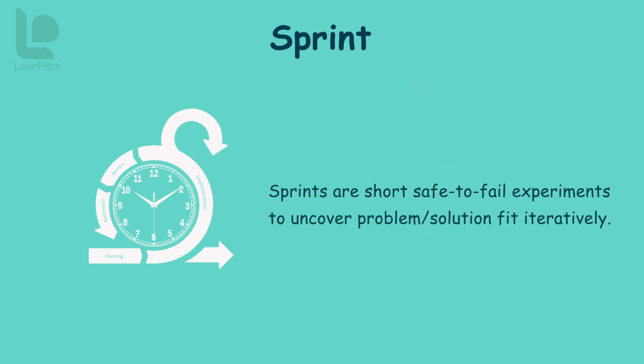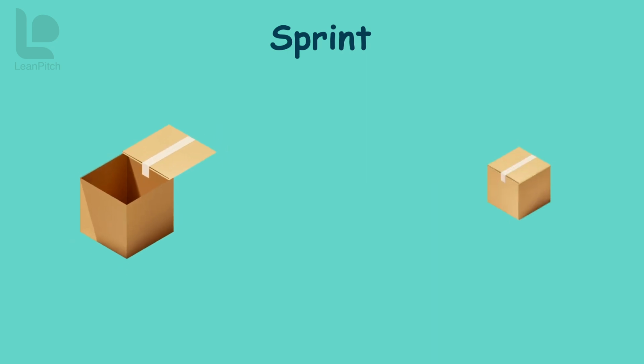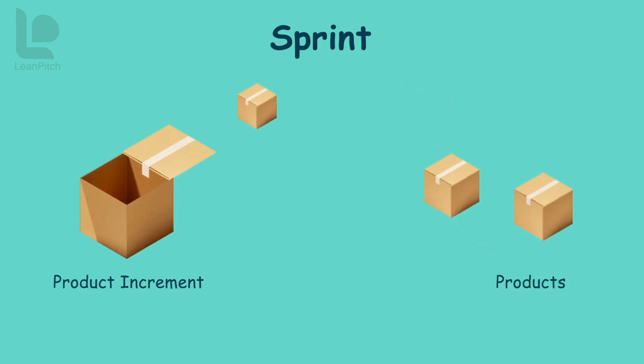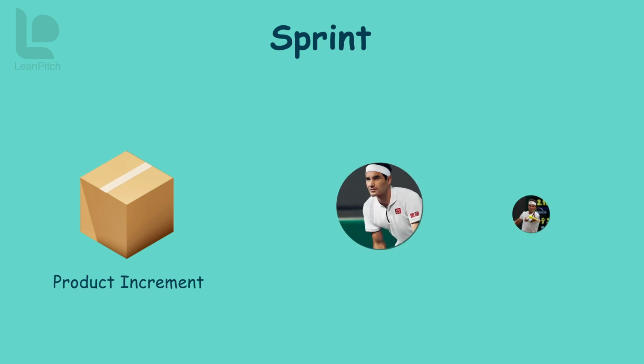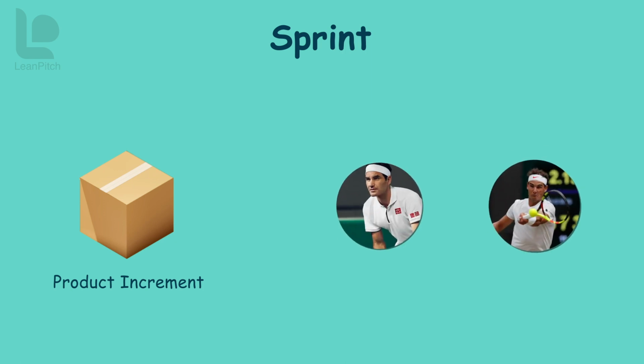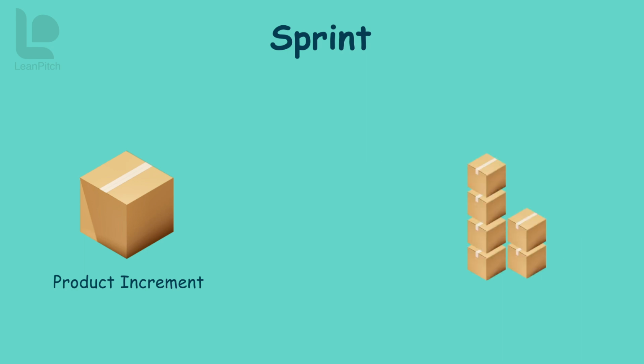Sprints are short, safe-to-fail experiments to uncover problem-solution fit iteratively. The goal of the sprint is to build a product increment that will help the product teams understand if they are building the right product. Whether you call it sprint 0 or 1, Federer or Nadal, the goal of the sprint is always to build a working product.